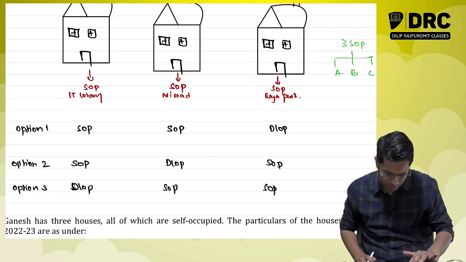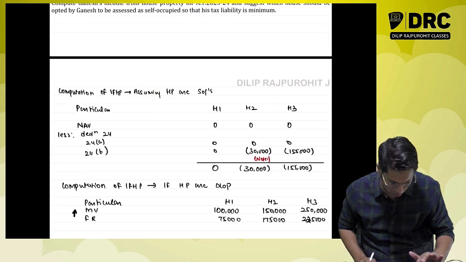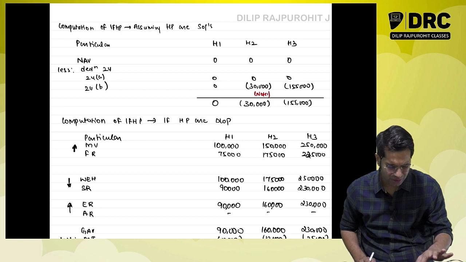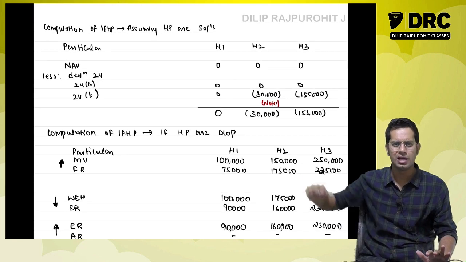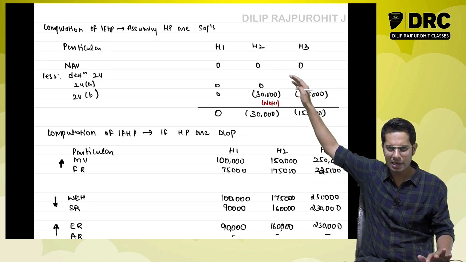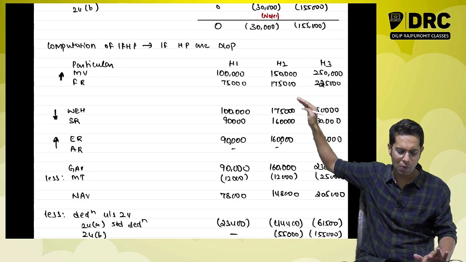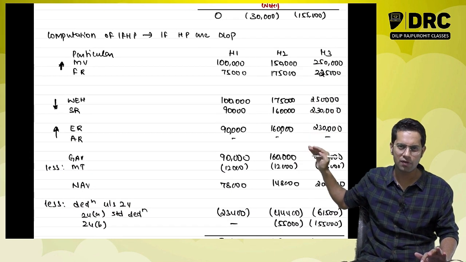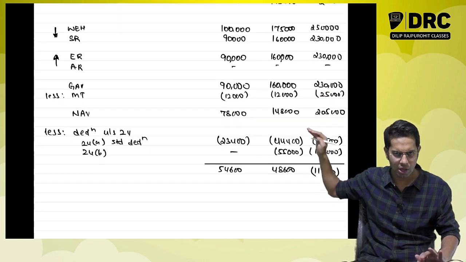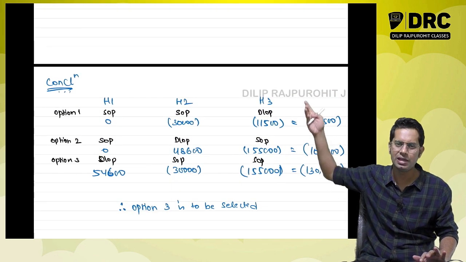So there is a question from your institute material. If you see this particular question, now how do I compute this, sir? The best way of doing it is to compute the income for all the properties if they were self-occupied, and compute the income from all the properties if they were let out. So once you compute this, then enter everything in your options.